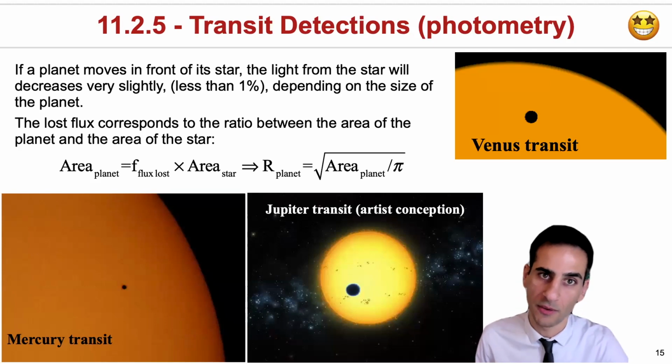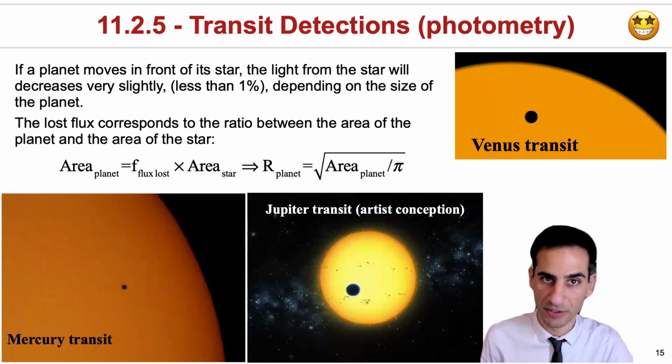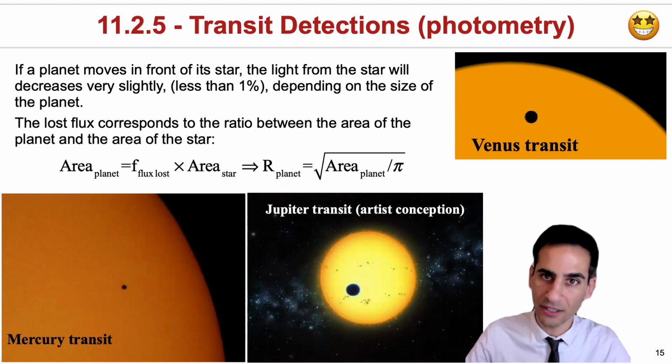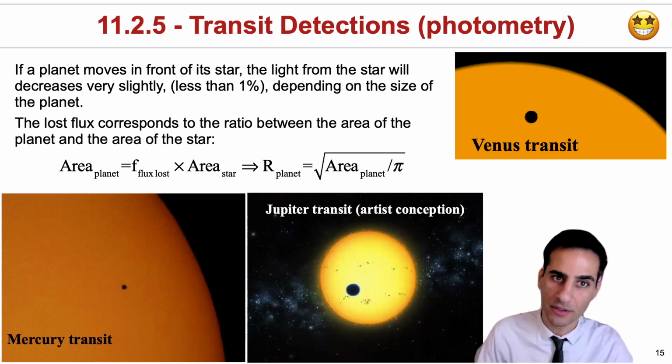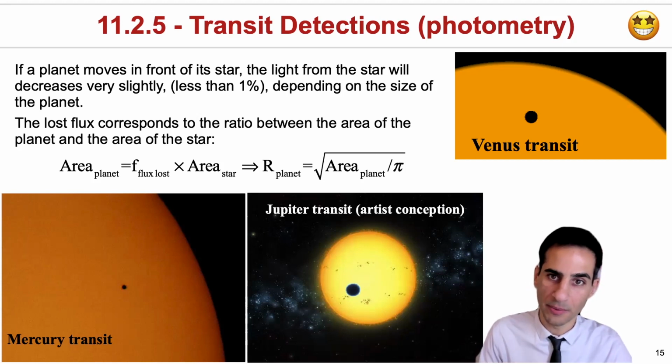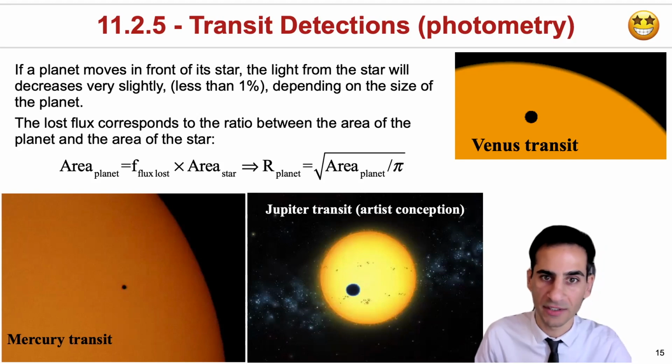Another really successful method is transits, or transit detection, which relies on photometry and essentially monitoring a star and looking for periodic dips. These dips will be really, really small. They're typically less than 1%, but the importance of these dips is that depending on the size of the dip, we can actually infer the size of the planet.